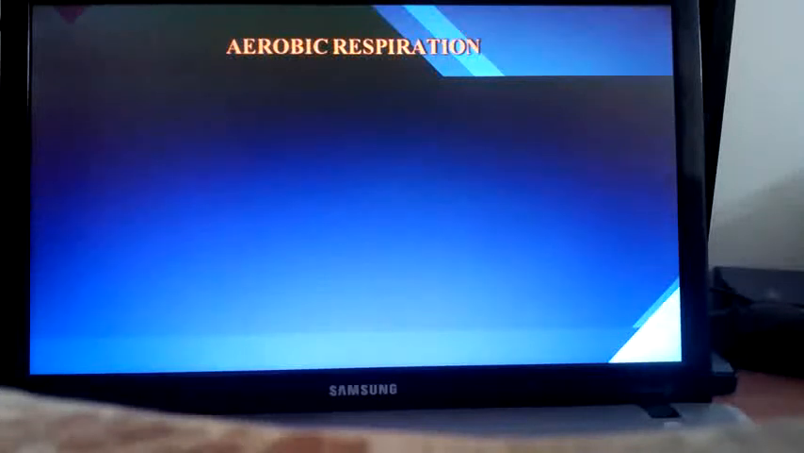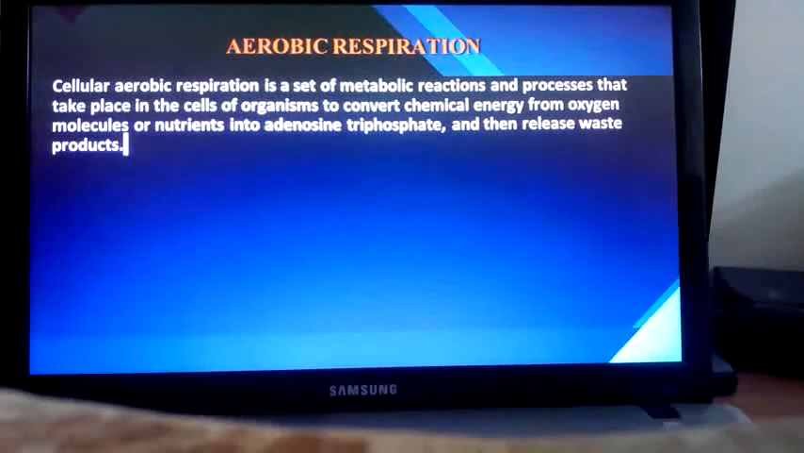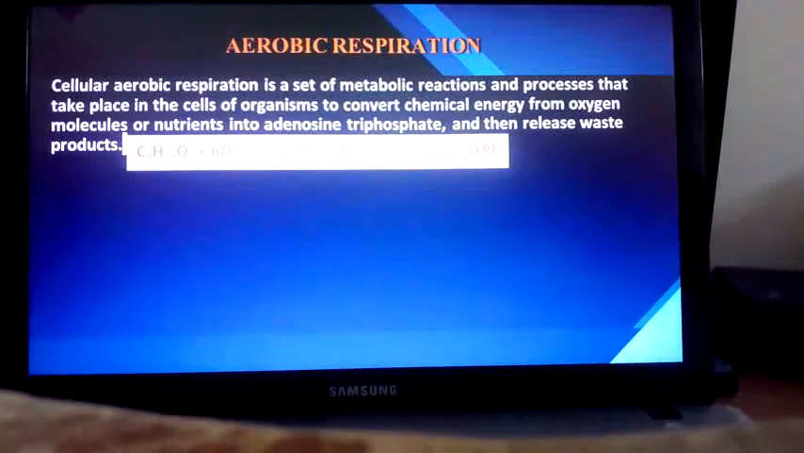Aerobic respiration generally occurs in our body in the fast working skeletal muscles. Got it? And in the cells, that is why it's called cellular or tissue respiration. Got it, children? Cellular aerobic respiration is a set of metabolic reactions and processes that takes place in the cells of organisms and converts chemical energy from oxygen molecules or nutrients into adenosine triphosphate and then releases waste products.